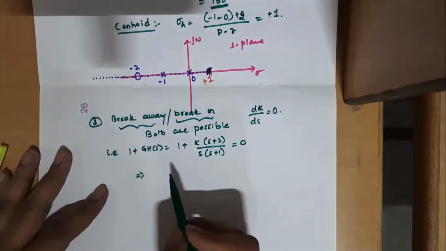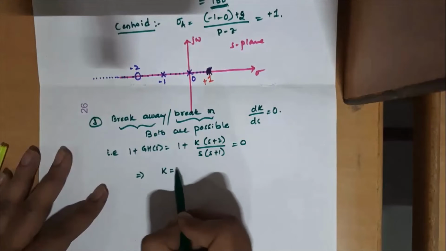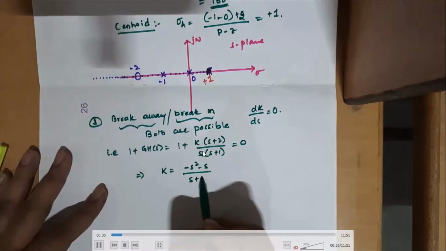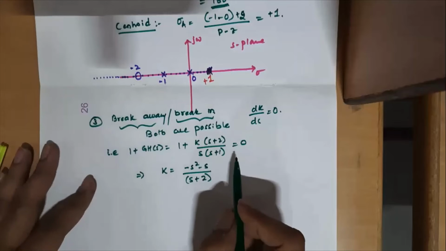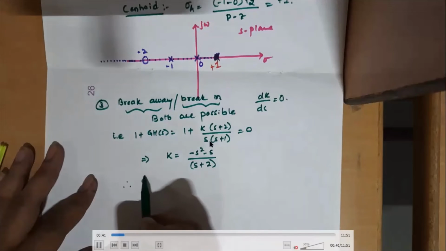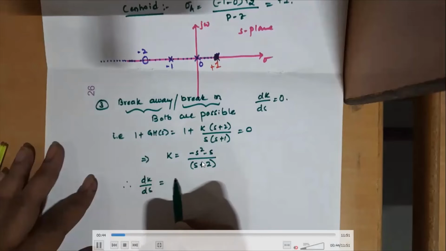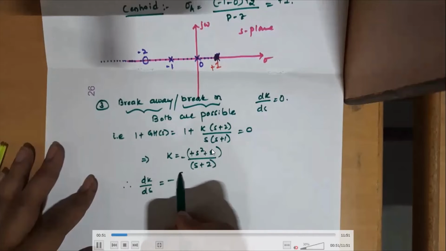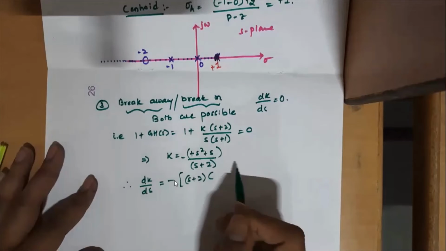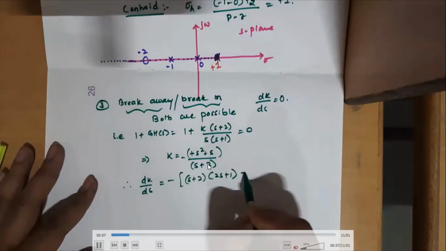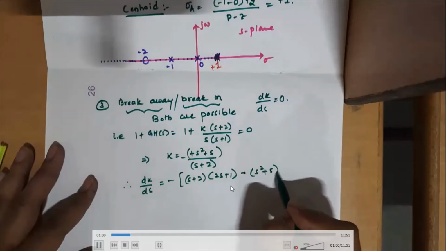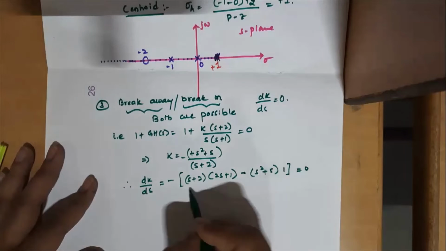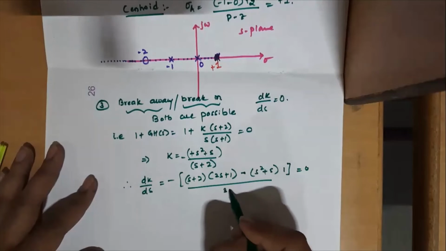So take 1 plus K into (s plus 2) divided by s into (s plus 1), then rearrange this part. Multiply the denominator, equal to 0 on the RHS side. So take this on the RHS side, that will become K equals minus (s square plus s) divided by (s plus 2). Simple algebra. Differentiate this with respect to s now. I'll take the minus outside. So dK by ds: keep s plus 2 as it is, differentiate s square plus s, then keep this as it is, differentiate s plus 2, which is 1. Denominator equal to 0, so we have only the numerator.